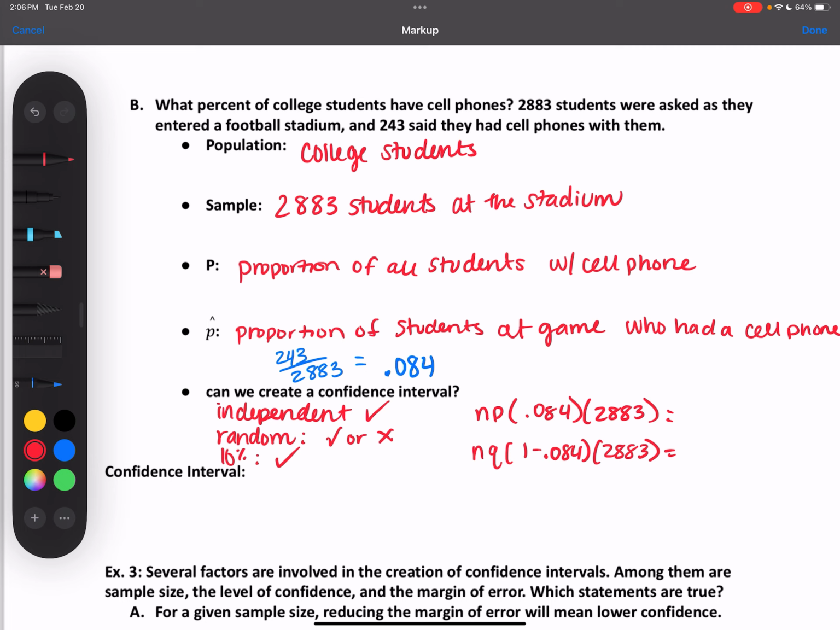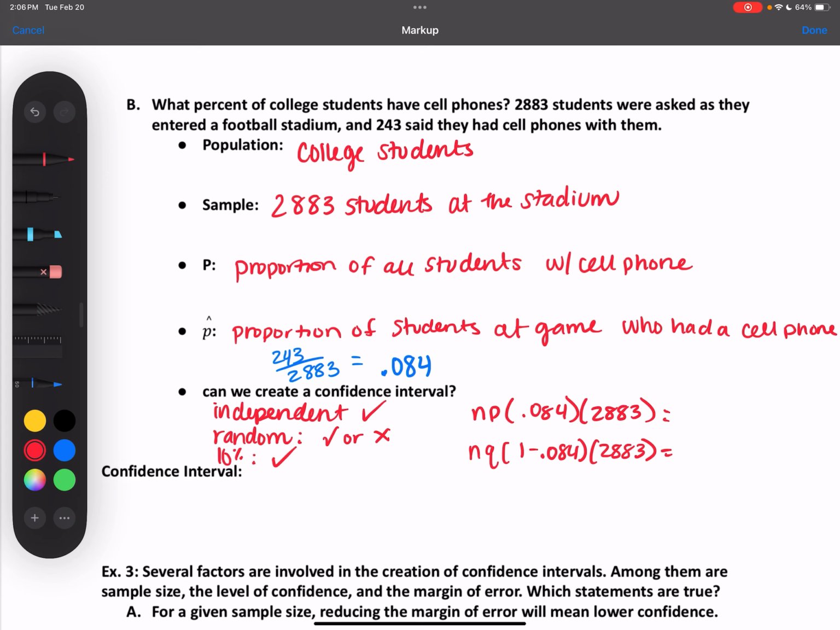Okay, I got 242 and 2,640. It's probably rounded; Josh rounded wrong. I just didn't round. It's 2,640.828. It's definitely higher than 10. It didn't add up to what you're supposed to have, but it's higher than 10. We don't really do anything else, so let's just assume that it was random.